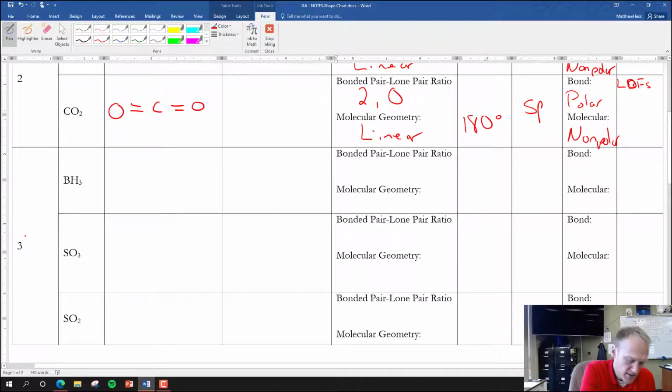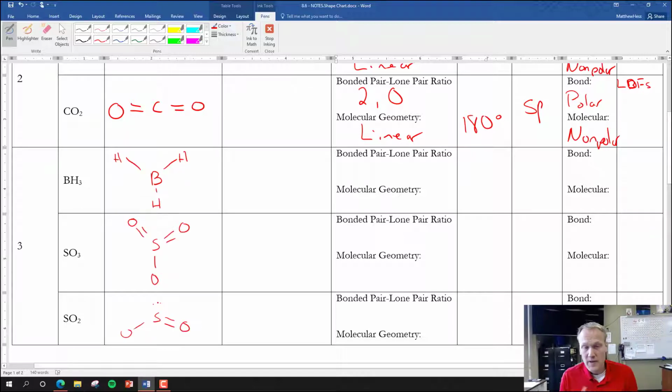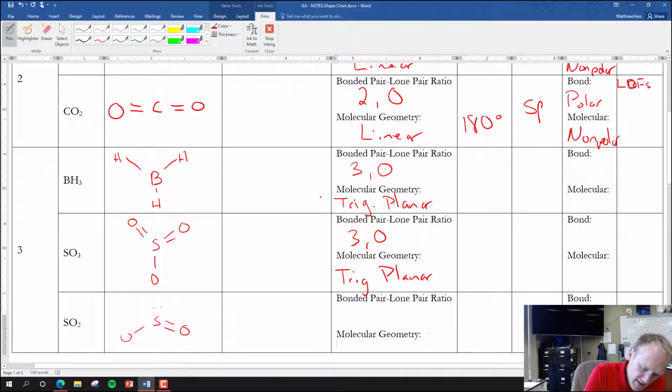Now we have 3 domains. In the first one we have boron in the middle, followed by hydrogen. We have sulfur trioxide and sulfur dioxide. You can see based on these 3 drawings that they all have 3 domains, but it's kind of organized a little differently. In the first 2, we have 3 bonded pair and no lone pair. And their molecular geometry, because of this, is trigonal planar. In this last one with 3 domains, we have 2 bonded domains and 1 lone pair. That's going to give us a configuration of bent.